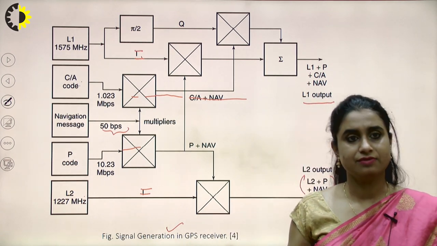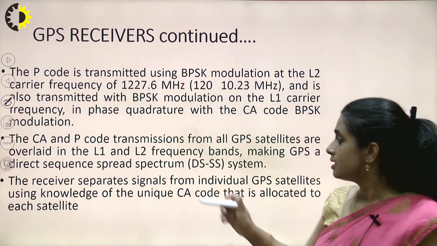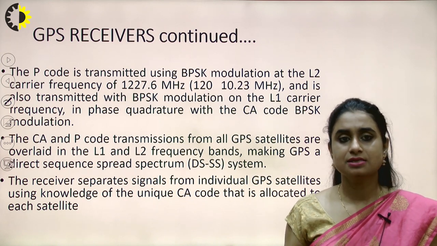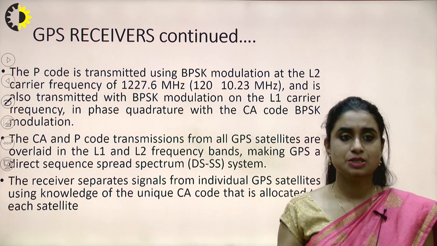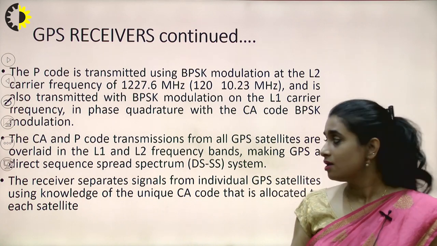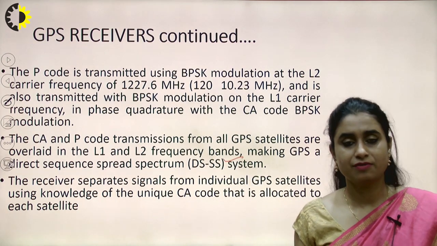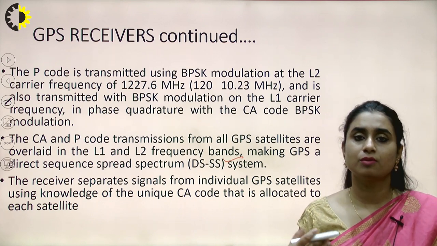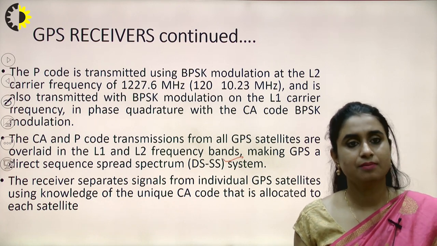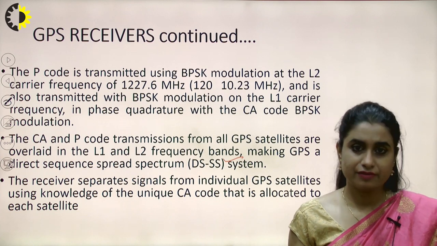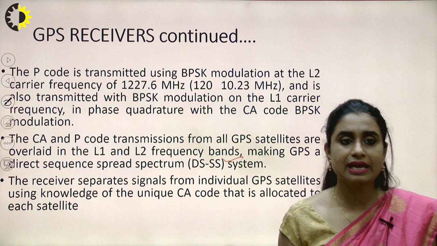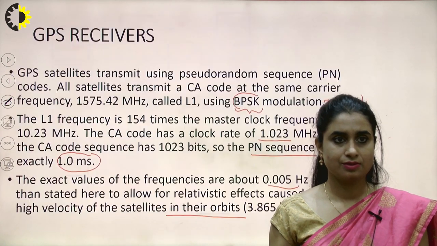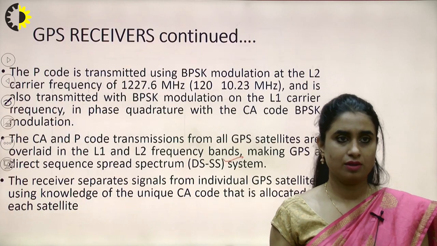The C and P code transmissions from all GPS satellites are overlaid in the L1 and L2 frequency bands, making GPS a direct sequence spread spectrum system, right? For long distance communication, and where we have to apply encryption or prevent jamming or hostile sources, spread spectrum is an efficient method. The receiver separates signals from individual GPS satellites using the knowledge of the unique CA code that is allotted to each satellite. So this is how my GPS receivers work.